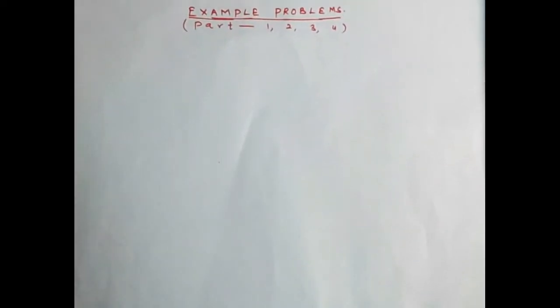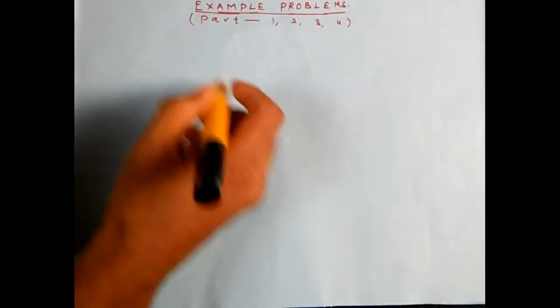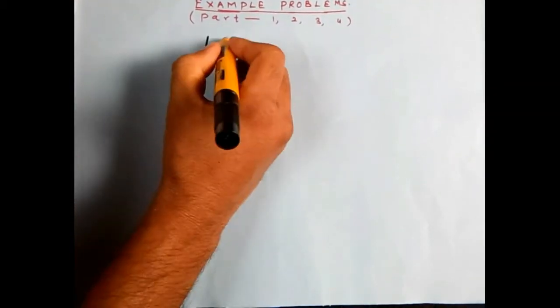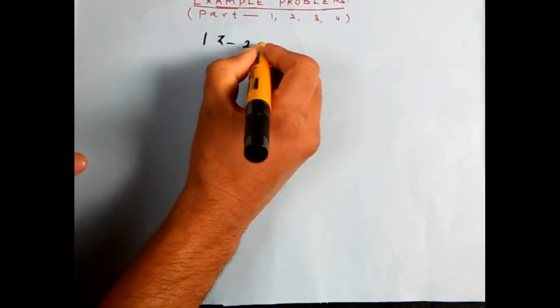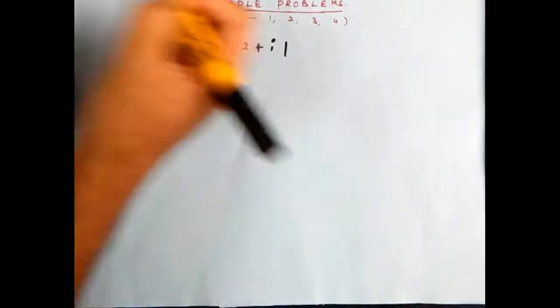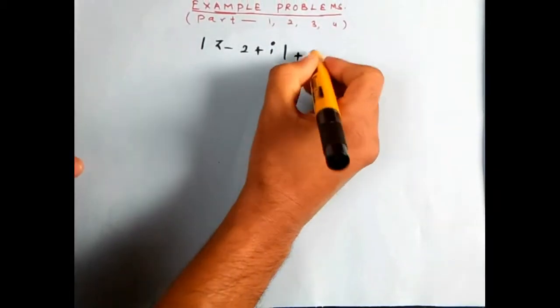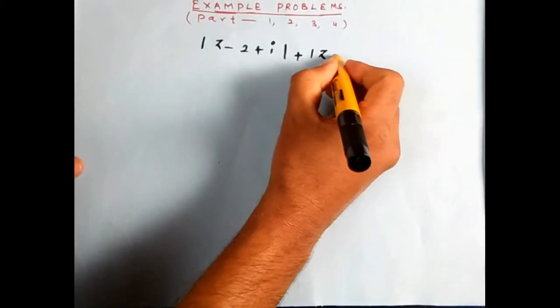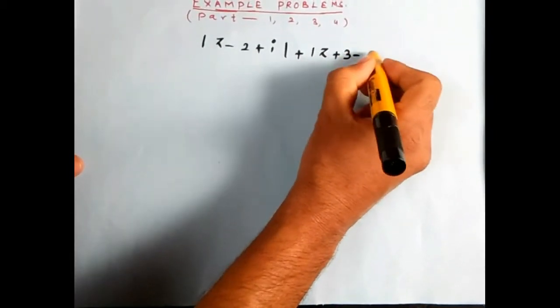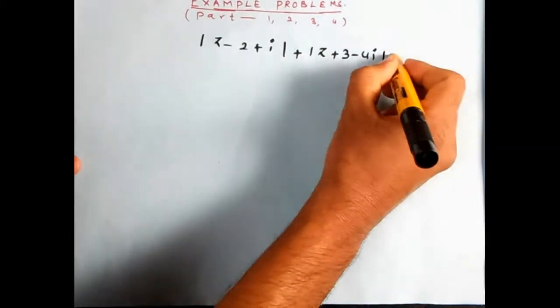Now we discussed in part 1, part 2, part 3, part 4 the theory, the concept of locus of complex numbers, about ellipse and hyperbola. So we see some examples, some problems on those concepts. For example, modulus of z minus 2 plus i plus modulus of z plus 3 minus 4i equals 5.